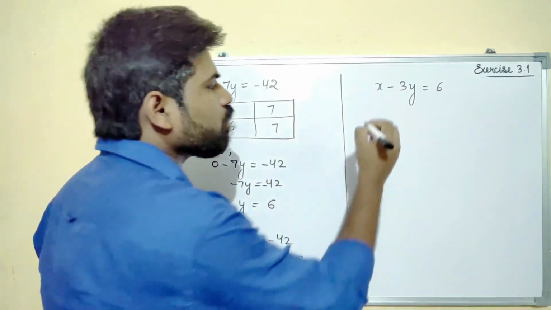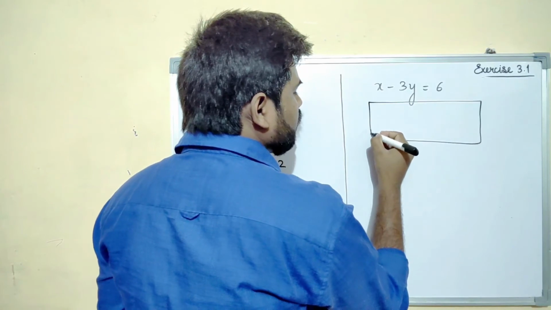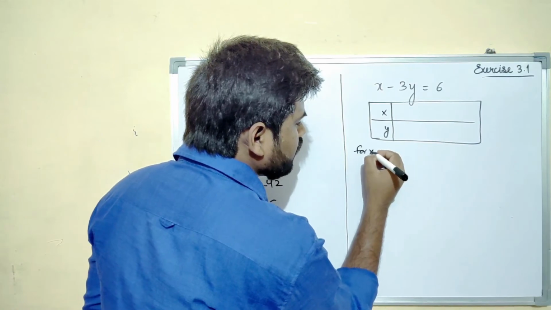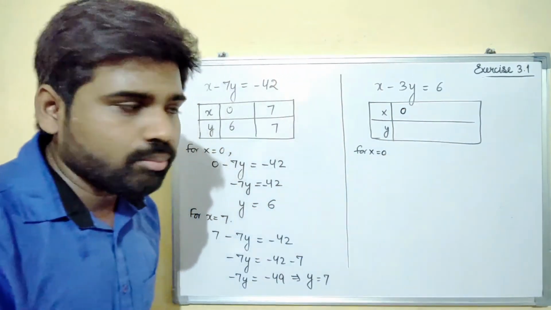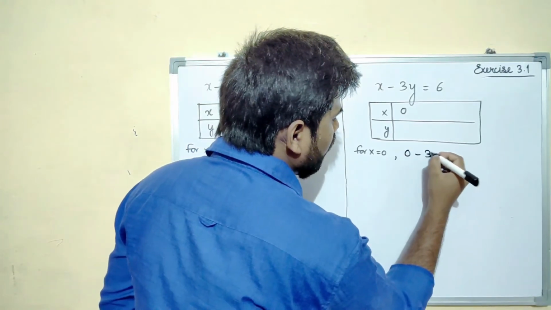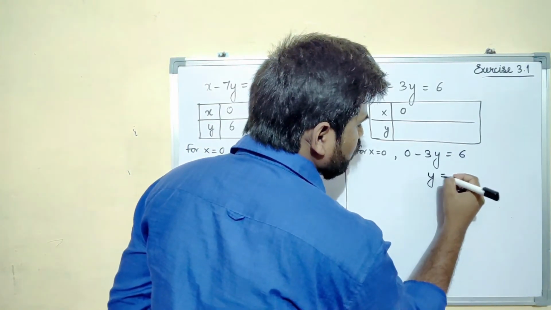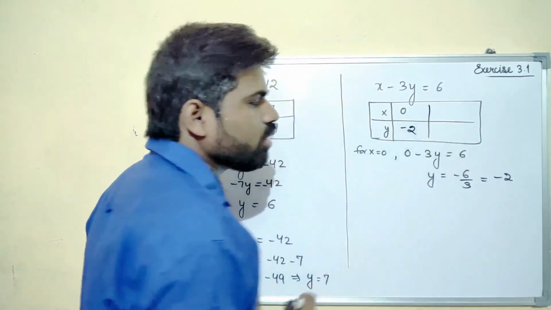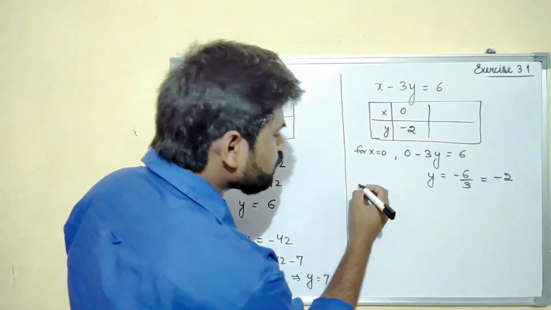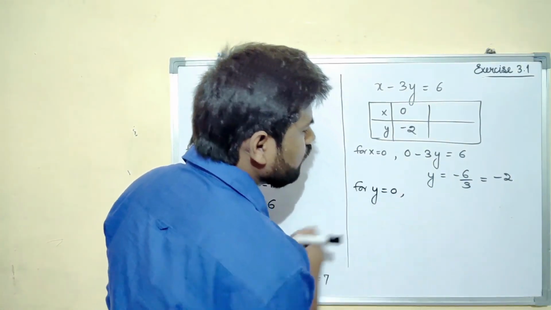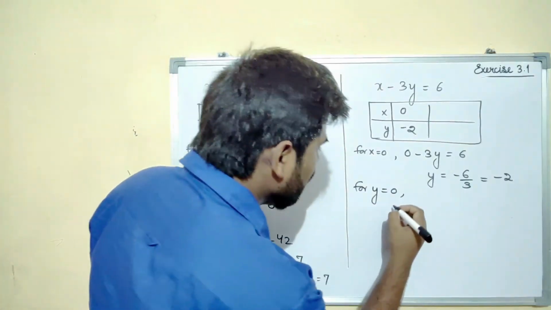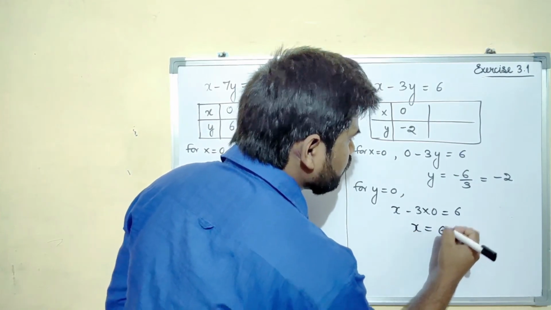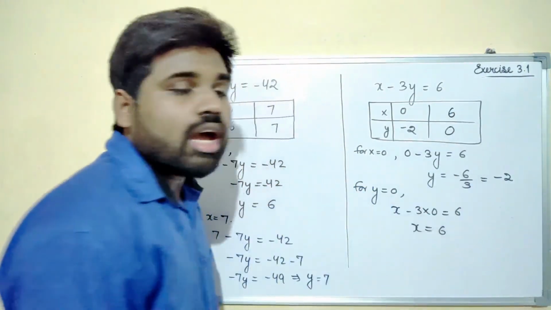Now let us find the points for this equation, and it's a very simple equation, so you can find it very easily. For x equals 0, let us substitute the value of x as 0 here. So 0 minus 3y equals 6, or y equals minus 6 upon 3, which is minus 2. That means the value of y will be minus 2. Now let us put the value of y as 0 and then find the value of x. So here x minus 3 into 0 equals 6, which means x equals 6. So we have found the points.